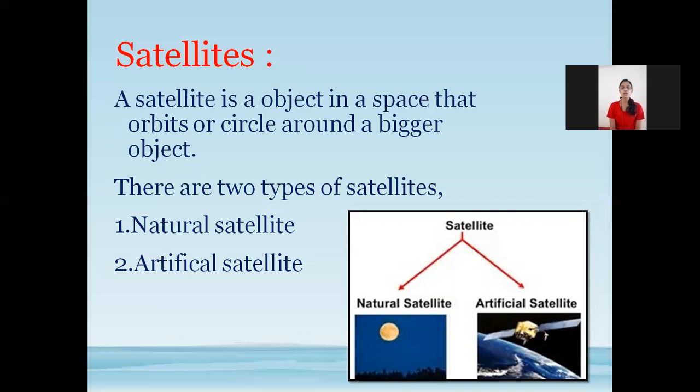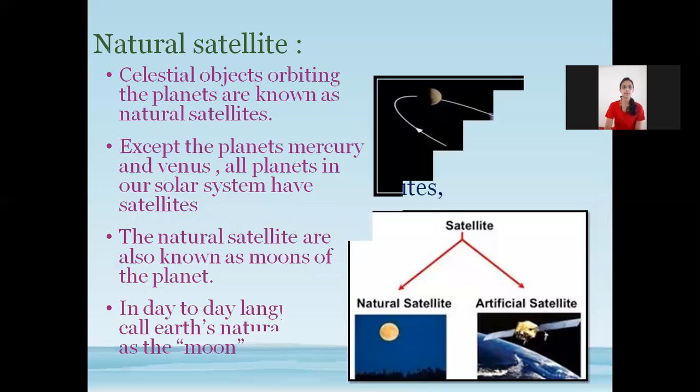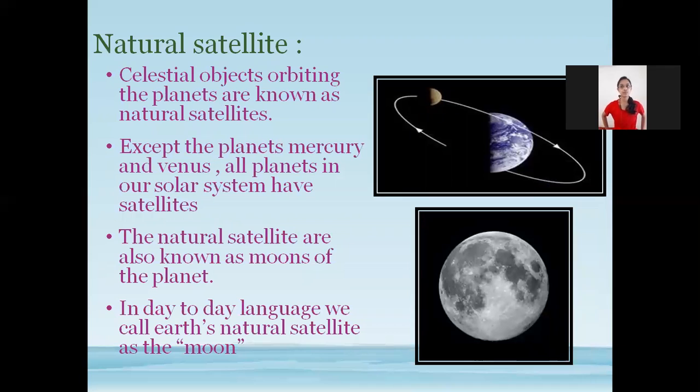So there are two types of satellite. As you can see in the image, one is a natural satellite and one is an artificial satellite. We will go over natural satellites as well as artificial satellites briefly. So let's understand what a natural satellite is. Celestial objects orbiting the planets are known as natural satellites.